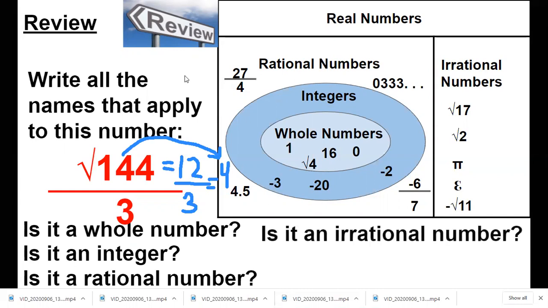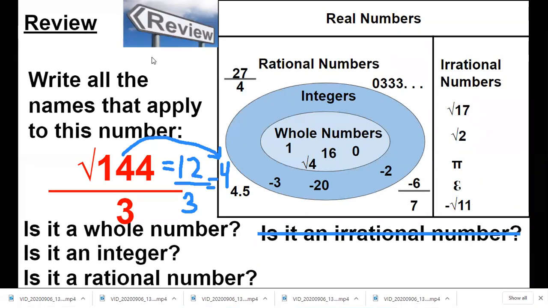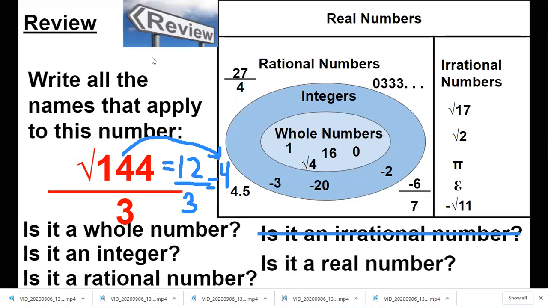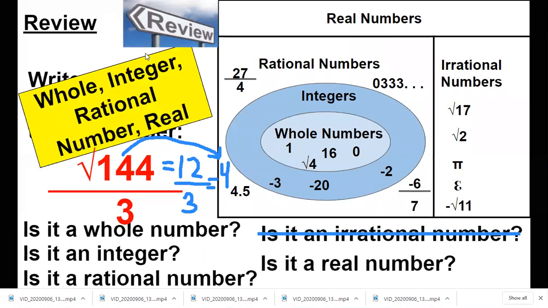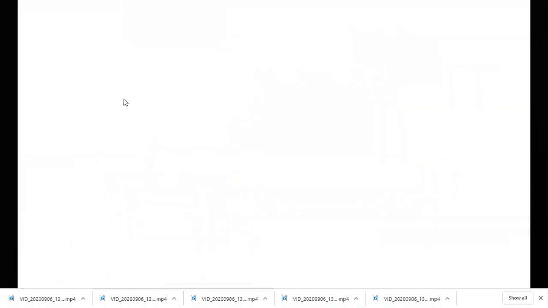Is it an irrational number? Well, no, that doesn't make sense. How could it be both rational and irrational at the same time? It can only be one or the other. So we'll cross that one off. And finally, is it a real number? Yes, because real numbers include rational numbers. So let's clear my drawings. Well, let's see what happens if I don't clear them. See if it shows up. Yep. So it is a whole number, an integer, a rational number, and a real number. Now I'll clear my drawings. So that should be review for you. Let's move on a little bit.